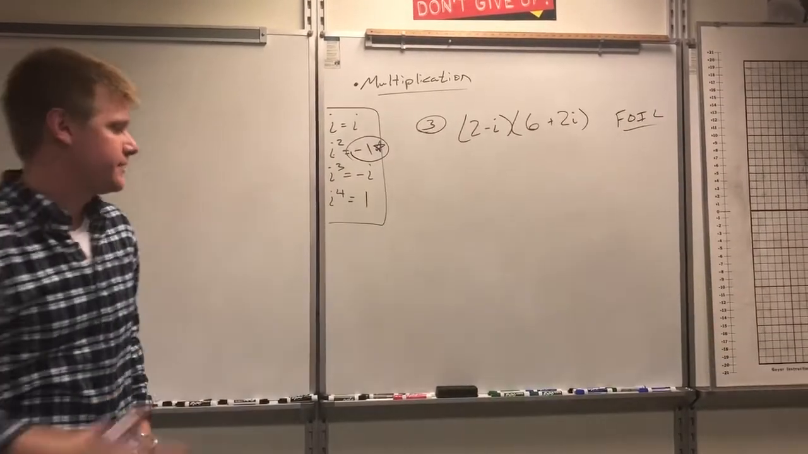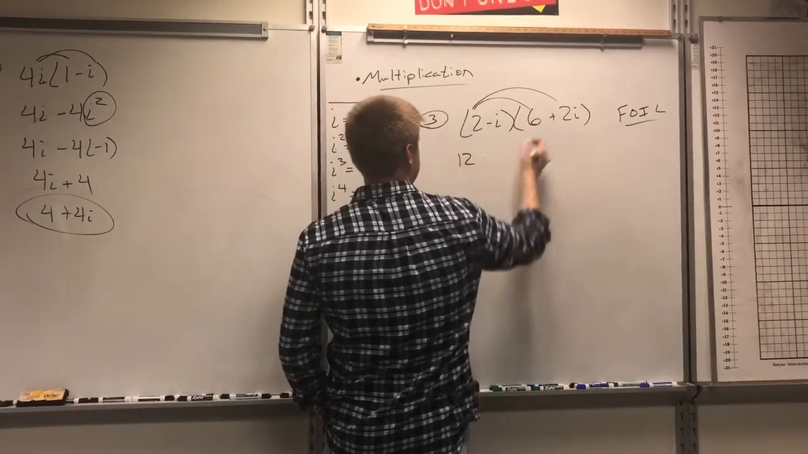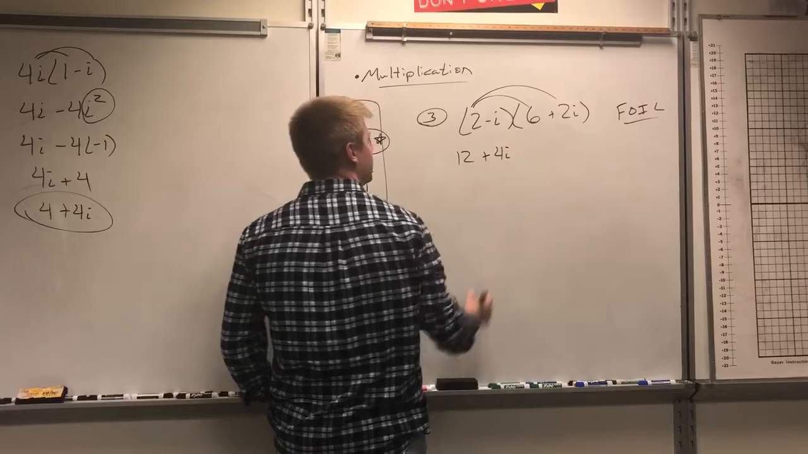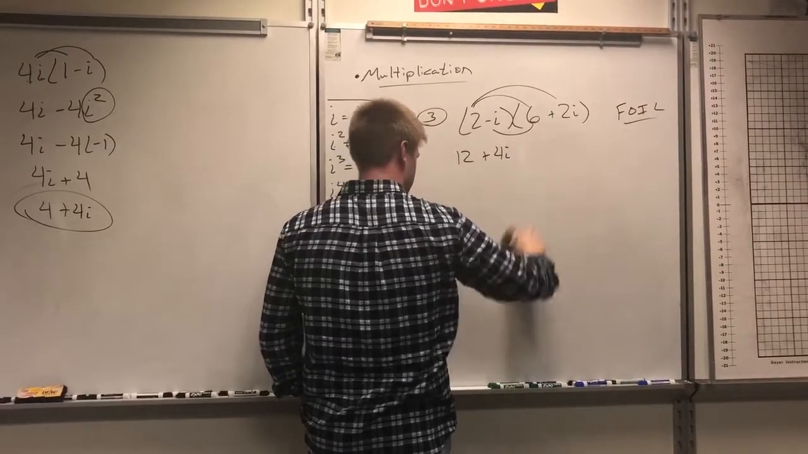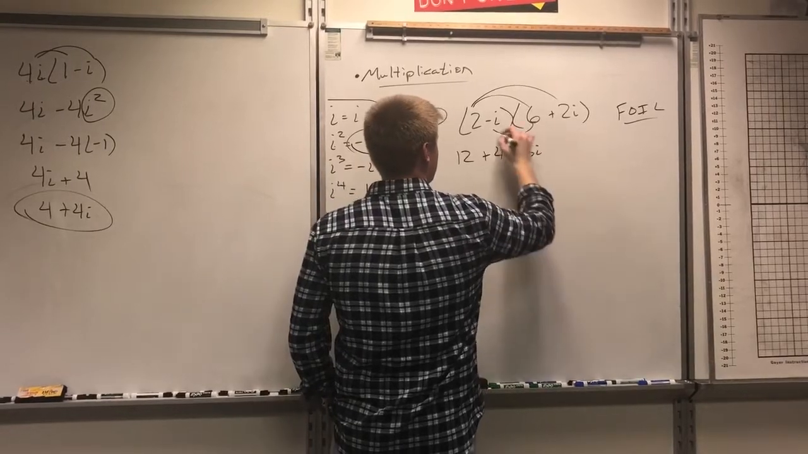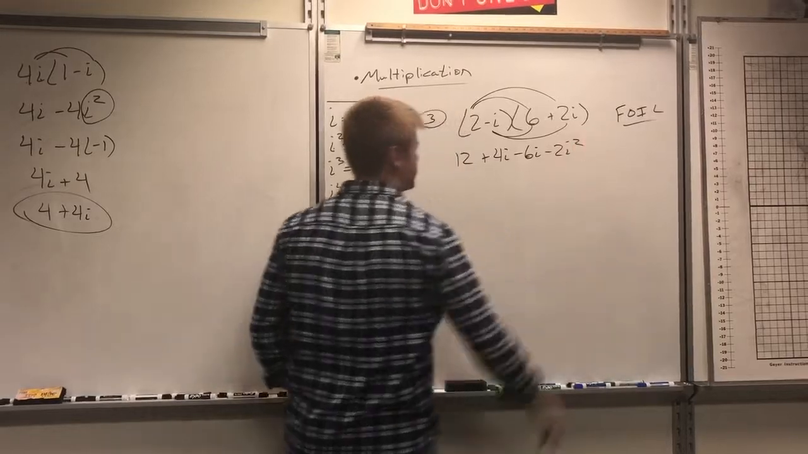All right, so I just go 4 multiplications. 2 times 6 is 12. 2 times 2i is plus 4i. Negative i times 6 is minus 6i. Negative i times 2i is negative 2i squared.